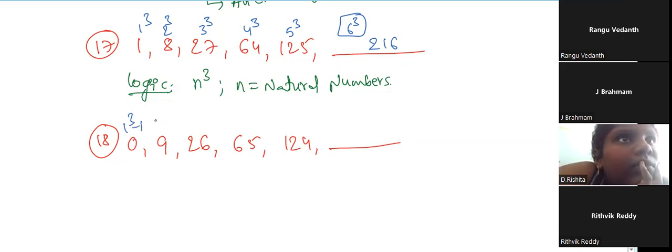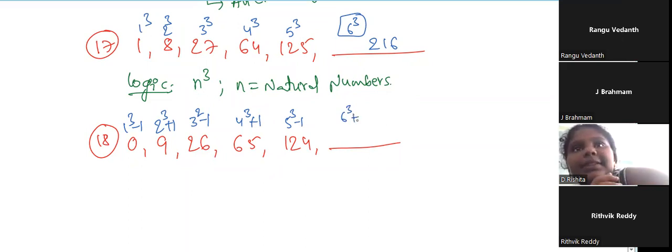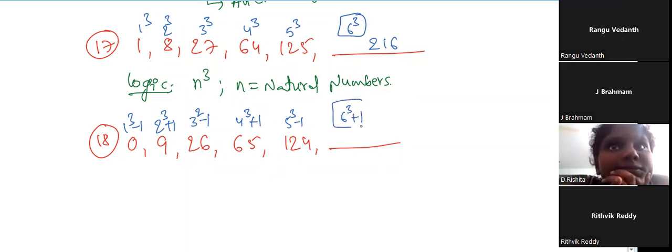2 cube plus 1; 2 cube is 8 plus 1, correct? 3 cube minus 1. 3 cube is 27, but it is minus 1. 4 cube plus 1. 5 cube minus 1, 125 minus 1. 6 cube plus 1, it will be 217. 217, not 250.